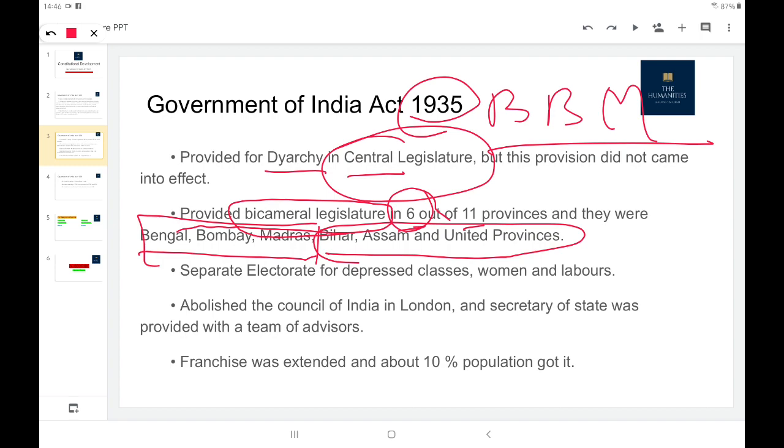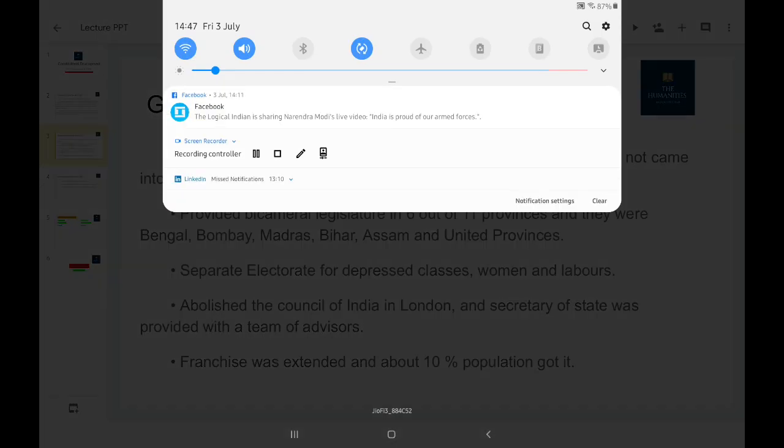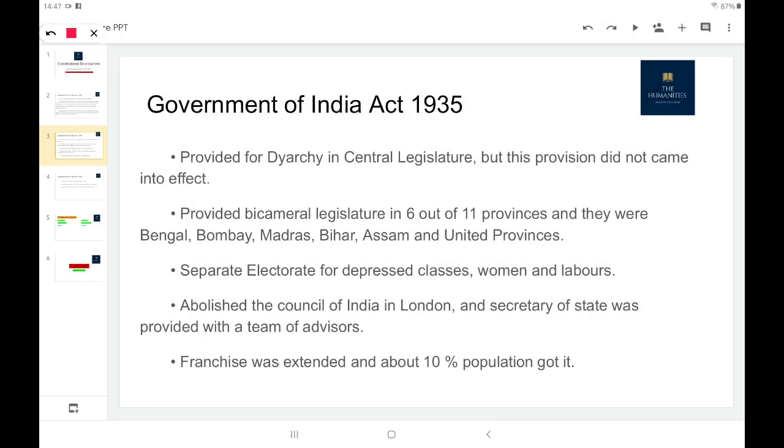Then after, separate electorate was also introduced. Separate electorate, a system which was introduced in the 1909 Act and further strengthened by the 1919 Act, was taken further with this 1935 Act, and it was provided even to the depressed classes, women, and laborers.